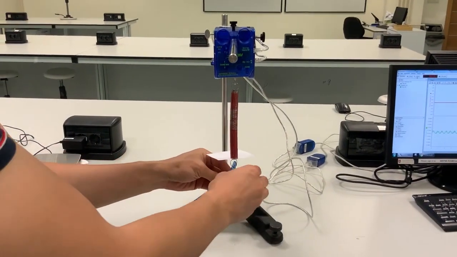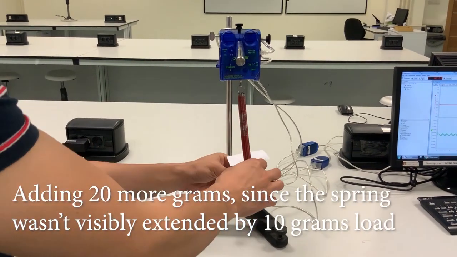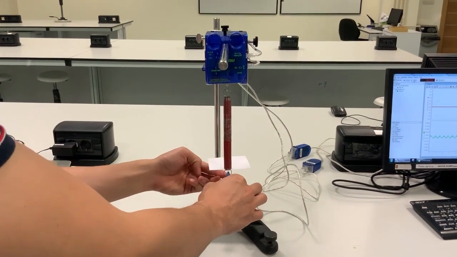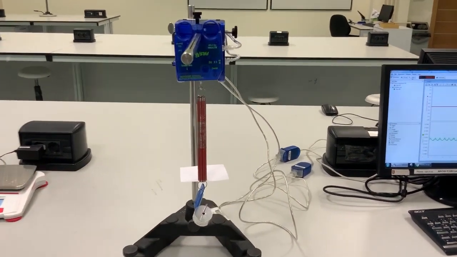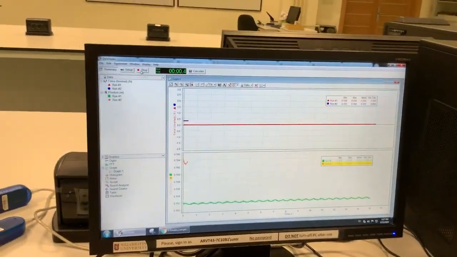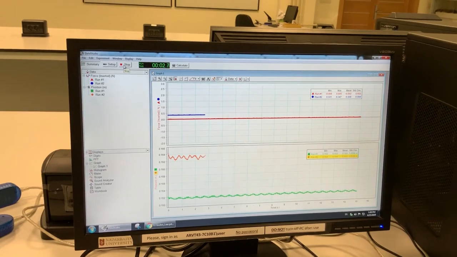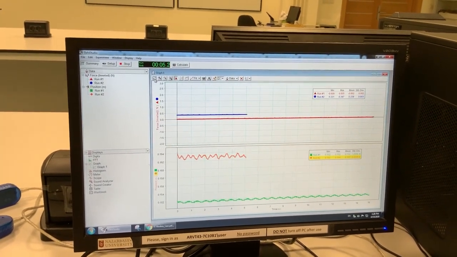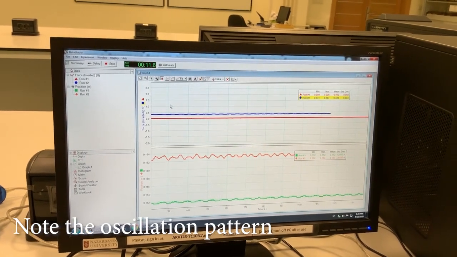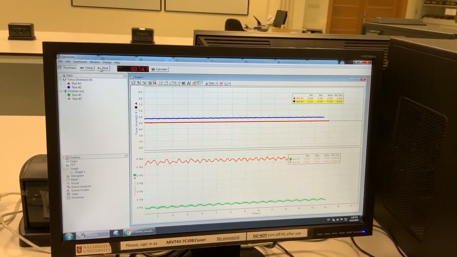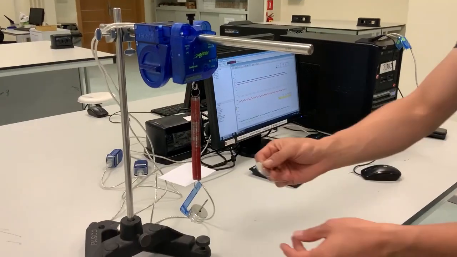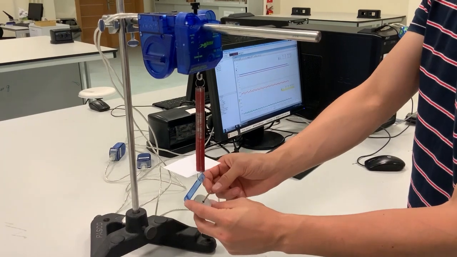The load must be heavy enough to clearly see the extension of the spring and be light enough so we are still in the elastic range of spring extension. If we overextend it, the spring will be permanently deformed and will not go back to its initial form. The elongation of the spring is the difference between final and initial position. We'll repeat it with different weights for getting a good dataset.